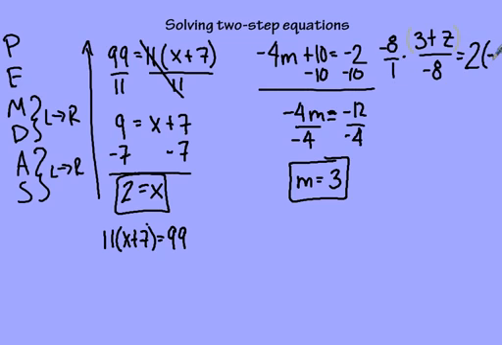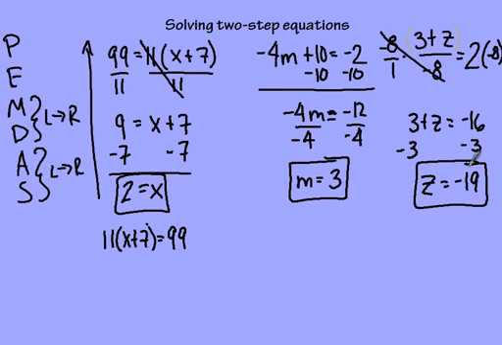Multiply by negative 8. And we'll be left with, these will reduce to a 1. A 3 plus a z equals 2 times negative 8 is negative 16. Alright, and from there we're left with just a one-step equation. We're going to subtract a 3, and we get z is equal to negative 19. Alright, and remember you can check all three of these by plugging your solutions back into the original problems.